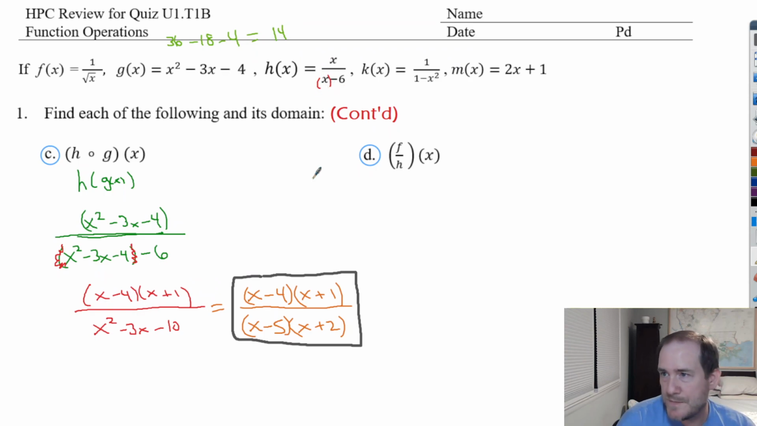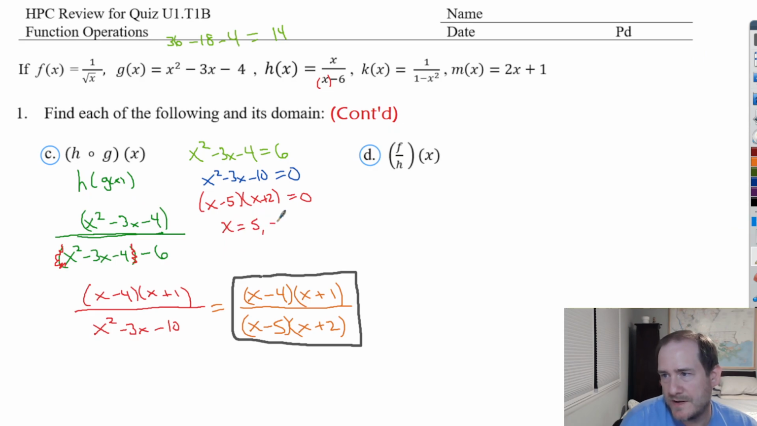So who's the bad guy then? The bad guy is whoever g of x actually maps onto 6. So you got yourself a mini equation to solve. So I would subtract 6 from both sides. Set that equal to 0. I would factor this. And yes, this should be looking familiar. Plus 2. And of course I see that x equals 5 and negative 2 are actually the domain values that need to be cut from the domain of h composed with g.